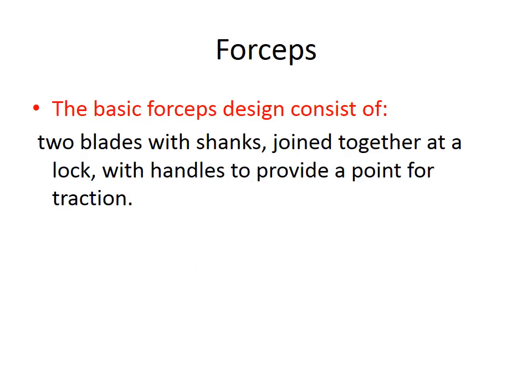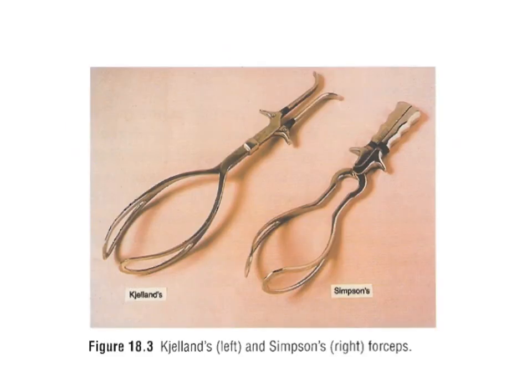The second type of instruments for vaginal delivery is forceps. The basic design of forceps is that they consist of two blades with shanks joined together at a lock, and there is a handle to provide a point of traction. This figure shows examples of two types of forceps. An example of a non-rotational forceps, which is the Simpson's forceps, and an example of a rotational type of forceps, which is the Kielland's one.